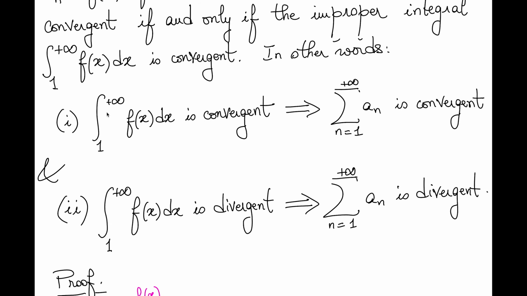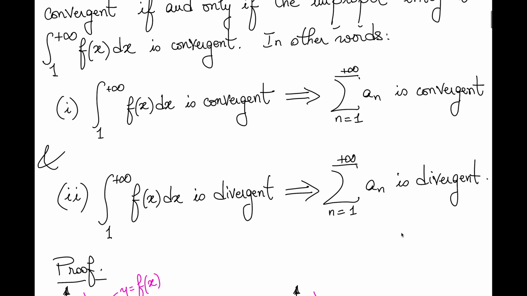And if this area is divergent, and the only way it's divergent is that this is infinity, then that's going to diverge as well. All right, so here's the proof of the theorem.